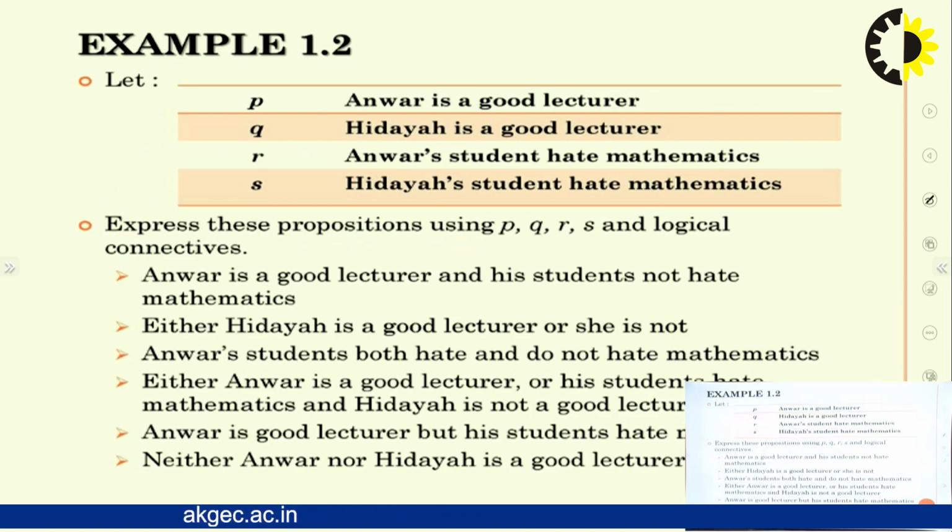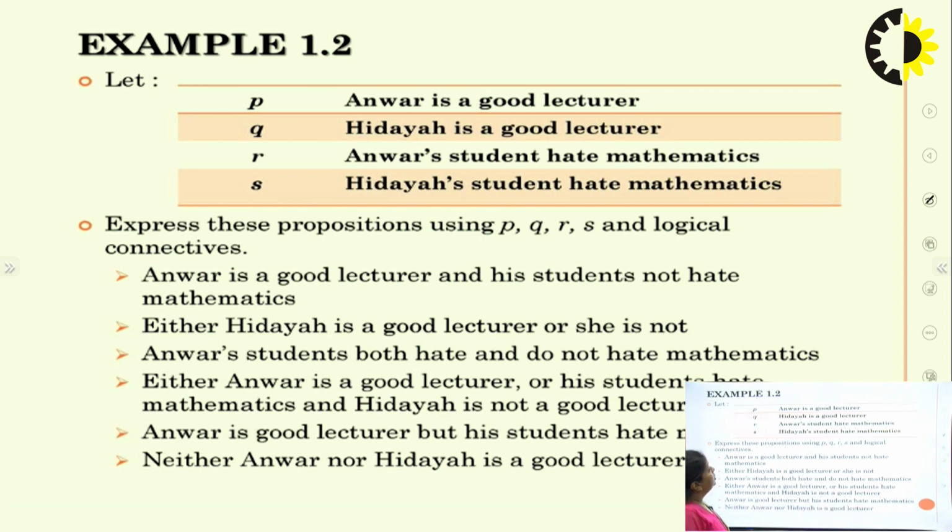Then, moving to the next example. Now, I have these four propositions P, Q, R, S. So, P says Anwar is a good lecturer. Q says Hidayah is a good lecturer. Then R says Anwar's students hate mathematics, and S says Hidayah's students hate mathematics. So, now we have to express these propositions using the symbols P, Q, R, S, and we have to use the logical connectives. Now, the first one which we have to represent using symbols and connectives: Anwar is a good lecturer. So, Anwar is a good lecturer is denoted by which proposition?